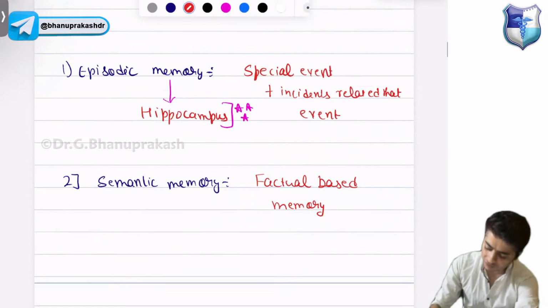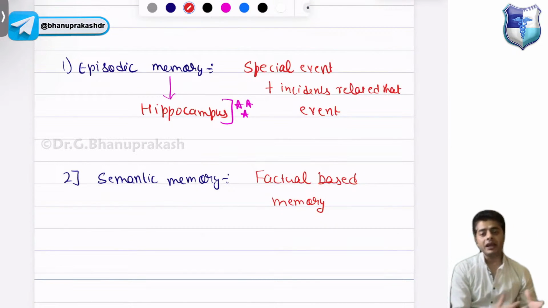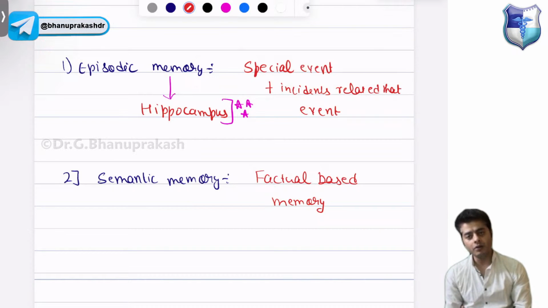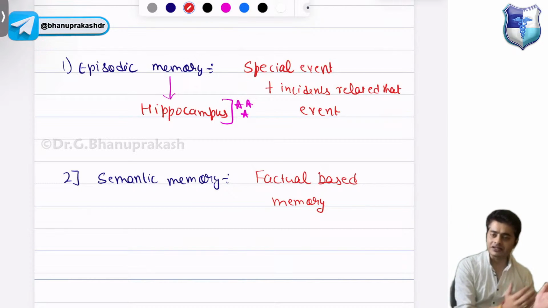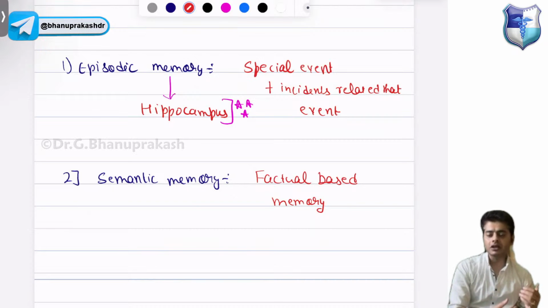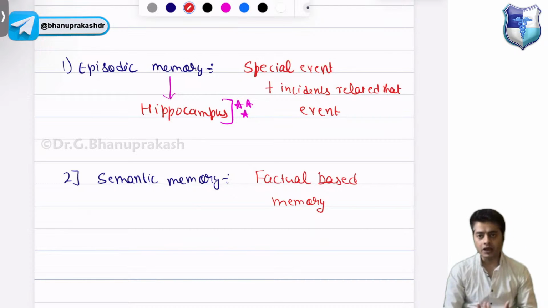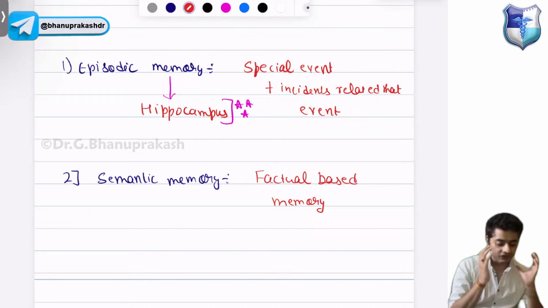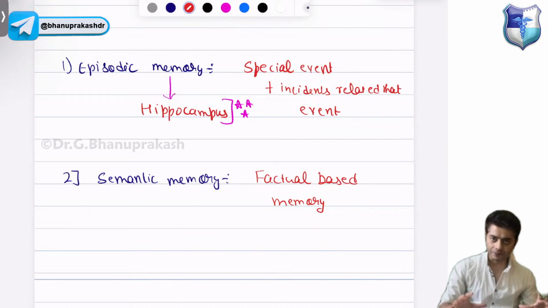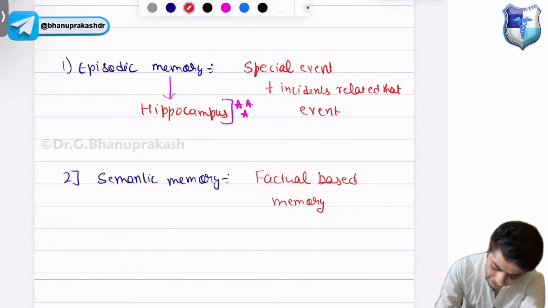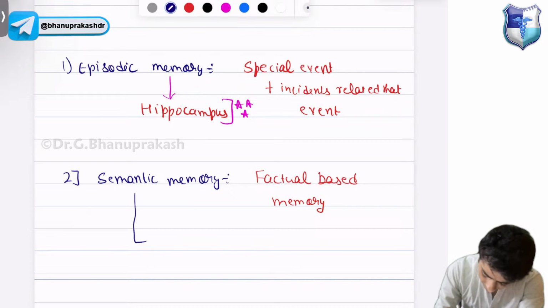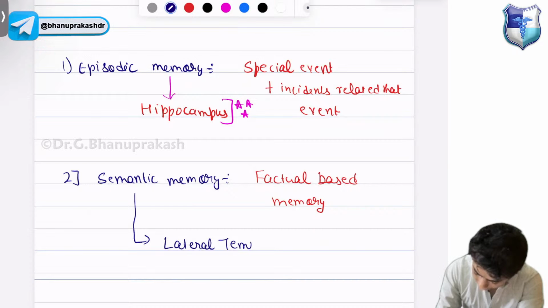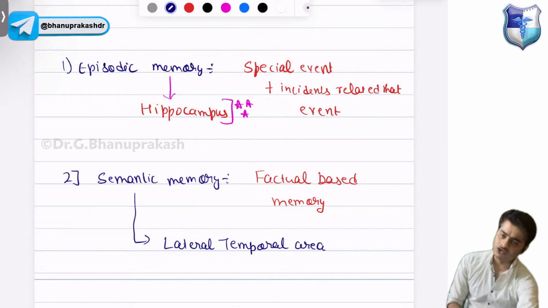If I ask you who is the PM of India, you will say Prime Minister Modi. If I ask you who is President of India, you will tell me. If I ask you who is the President of USA, you will tell me. If I ask you about all the continents in this world, you will tell me. So it is a factual based memory. That is a fact. And this memory is stored by your lateral temporal area. Yeah, general knowledge memory.